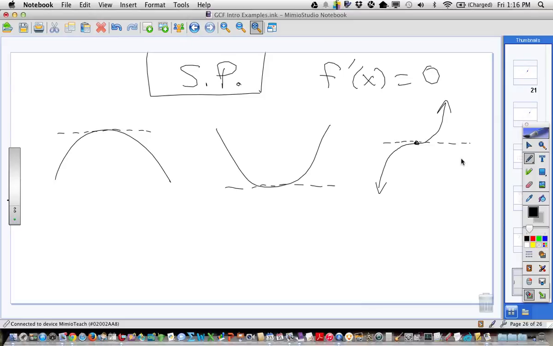No, we're just going to call it a flat spot. We have no fancy name for it. It flattens out, but it is not a local max or a local min. It's neither one. It's an inflection point, but it's also a stationary point because the derivative is 0. Now, not all inflection points are stationary points, right? On a sine graph, you have an inflection point, but the derivative is not 0. But there happens to be one here.